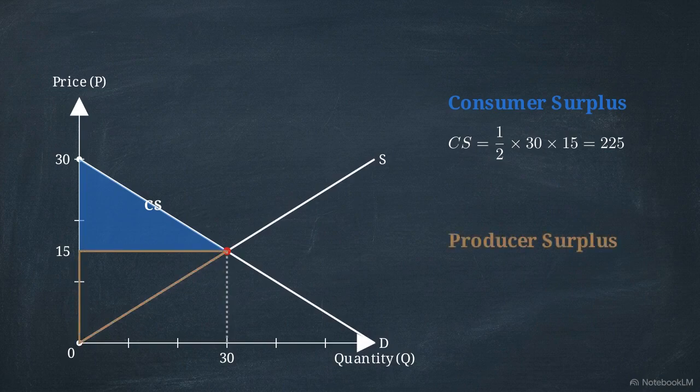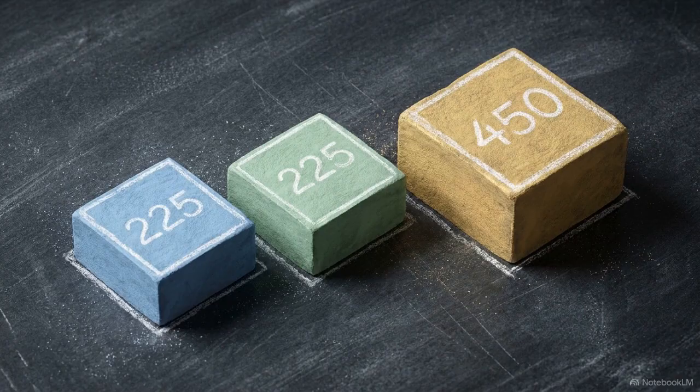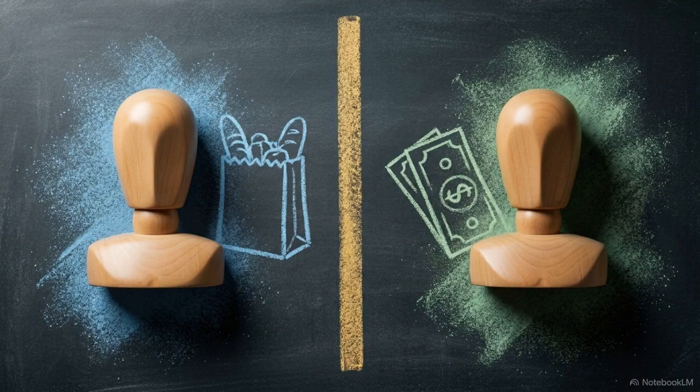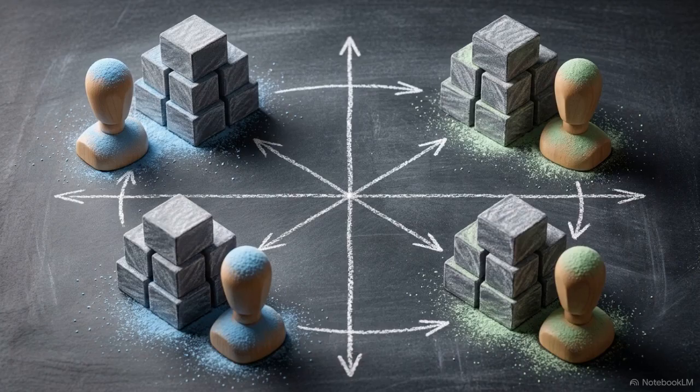With a base of 30 and a height of 15, the calculation is identical. 1/2 times 30 times 15 equals 225. Summing these values gives us a total surplus of 450, representing the combined benefit that buyers and sellers received from participating in this market. We know that 30 total units moved through the market, but we can also determine exactly how those units were distributed among the 4 original actors.